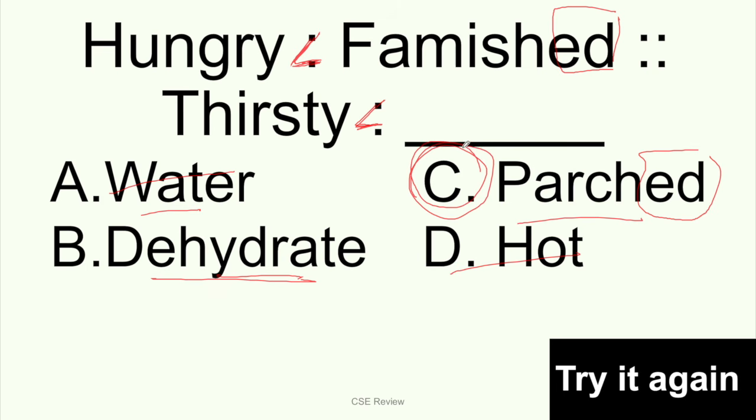Pero ang thirsty would be, nag-hiking ka lang na 5 minuto, nauuhaw ka na. So, the best answer is parched. And dehydrate, okay? To dehydrate something, una sa lahat, this is not a feeling, okay? It's not a state. This is a verb, okay? When you dehydrate something, ibig sabihin, tinanggal mo siya ng tubig. So, hindi ikaw ang nauuhaw. So, the best answer would still be parched.